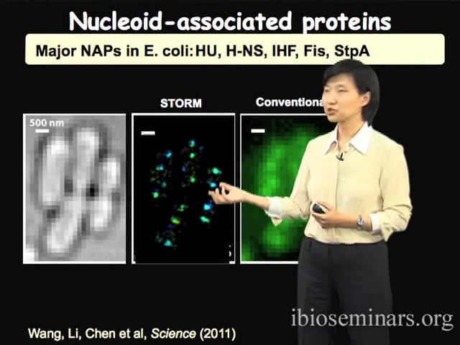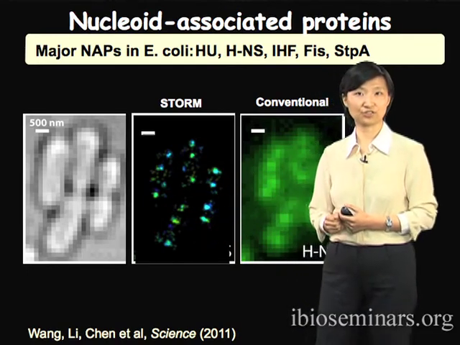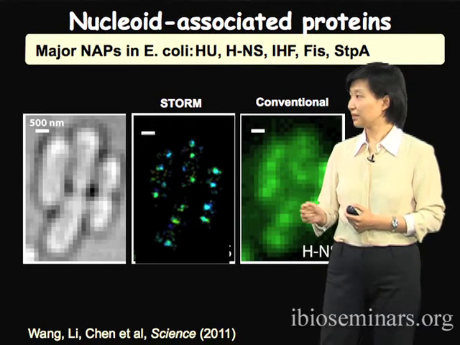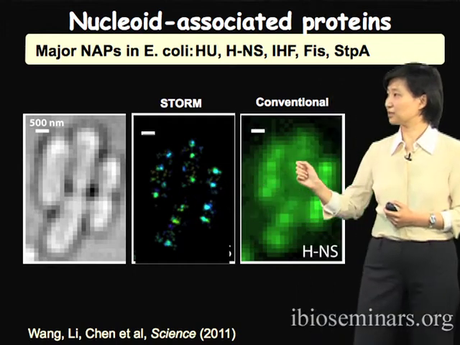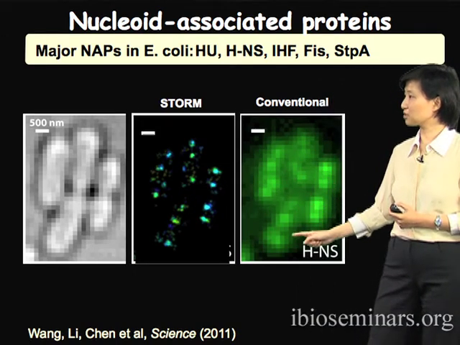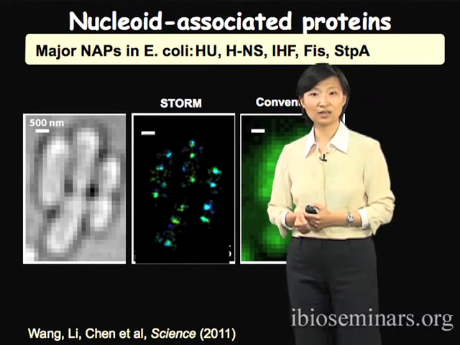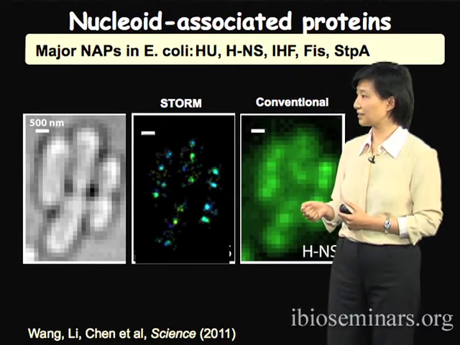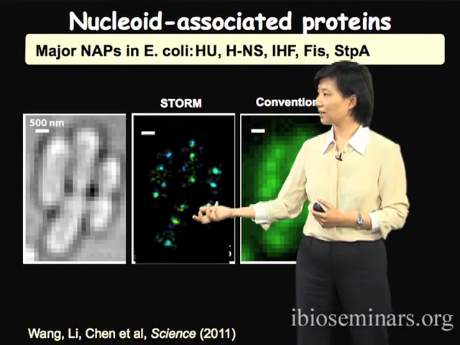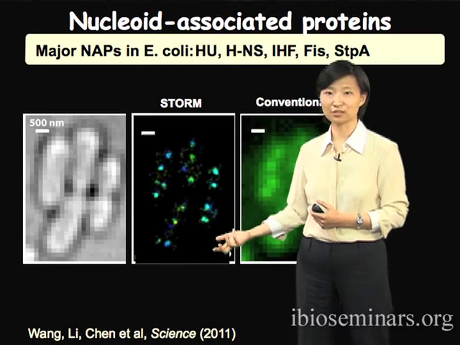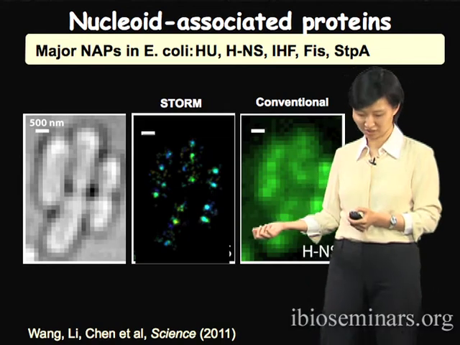Now, instead of being spread out throughout the nucleoid, they form these tight clusters inside the cell. And as you can see, these clusters are much better resolved in the super resolution STORM image as compared to the conventional image. These clusters are quite static, or they don't move around that much. Here what you see is a live cell movie of HNS. It almost looks like a still image because they're not really moving around that much.